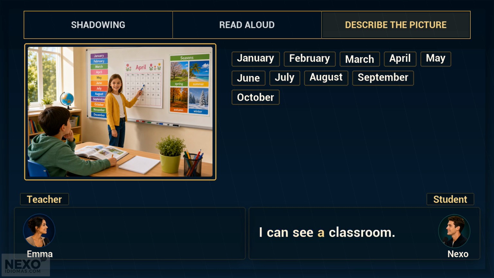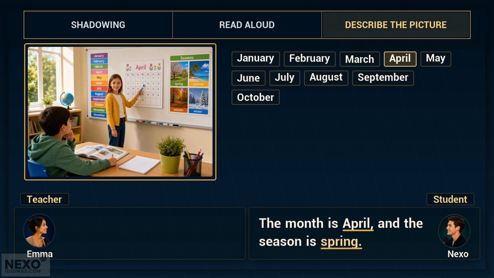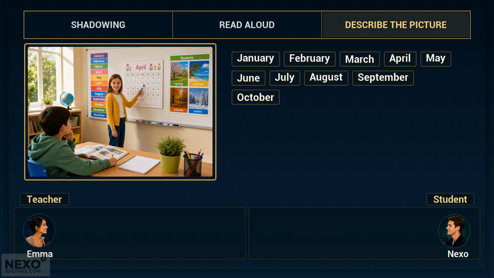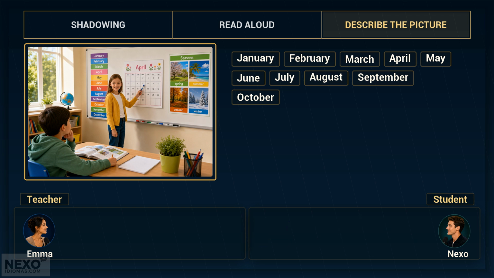I can see a classroom. On the wall, there is a big calendar. The month is April and the season is spring. There are pictures for summer, autumn, and winter too. Nexo is at a desk with a book, a pencil, and a small plant. Emma is near the board. The room is bright, clean, and friendly.